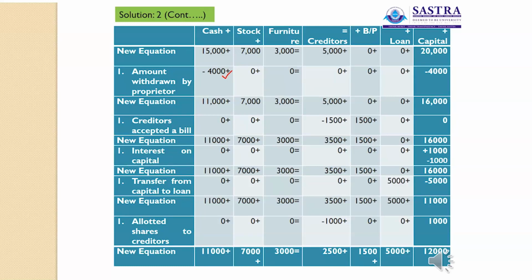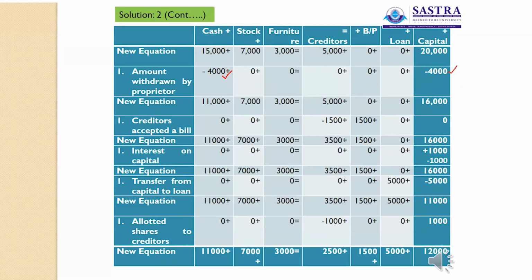Then the amount of capital is also reduced. So 4,000 is to be deducted from the amount of capital. So amount withdrawn by the proprietor, rupees 4,000. The cash value is decreased, so the drawings is debited. So 4,000 is to be deducted from the cash value of rupees 15,000. Then capital value is also reduced, minus 4,000. So the remaining value is 15,000 minus 4,000, 11,000, the new equation. Then stock value 7,000, furniture 3,000, creditors 5,000. Here there is no bills payable and loan. Then capital amount is 16,000.